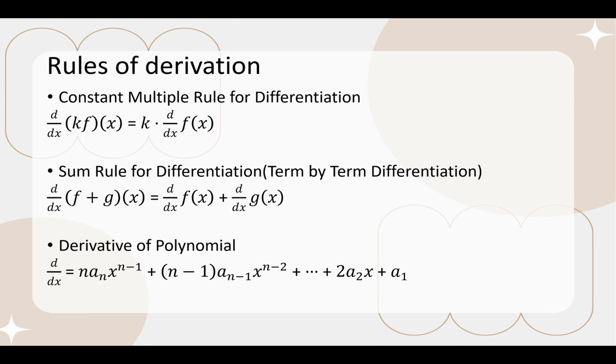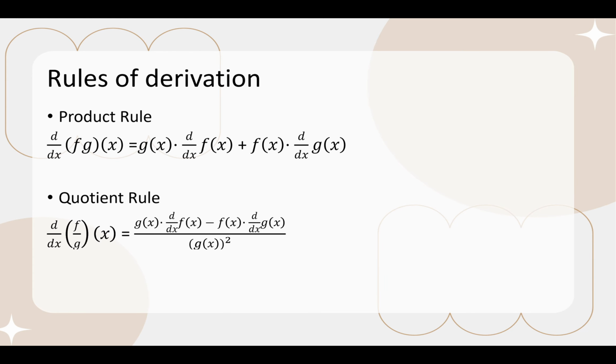And the next is rules of derivation. The first is the constant multiple rule for differentiation. The second is the sum rule for differentiation. The third is the derivative of a polynomial. The fourth is the product rule. And the last one is the quotient rule.